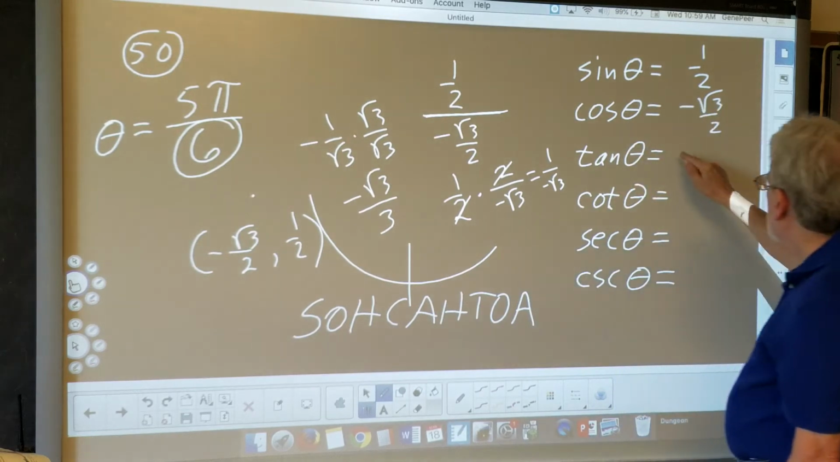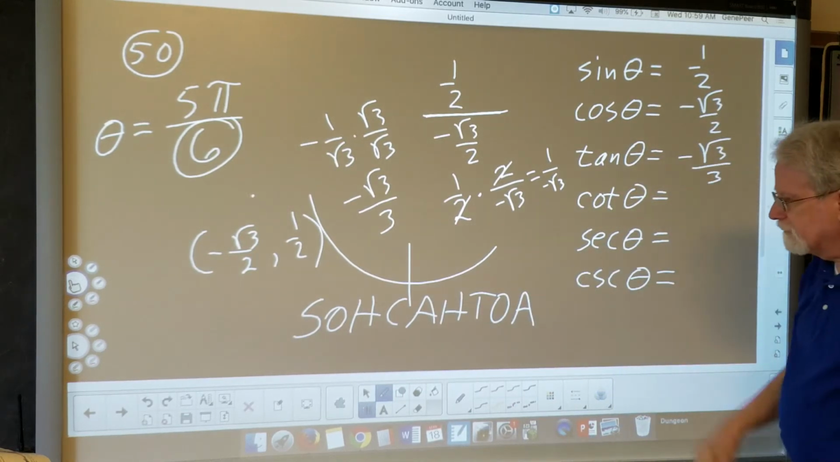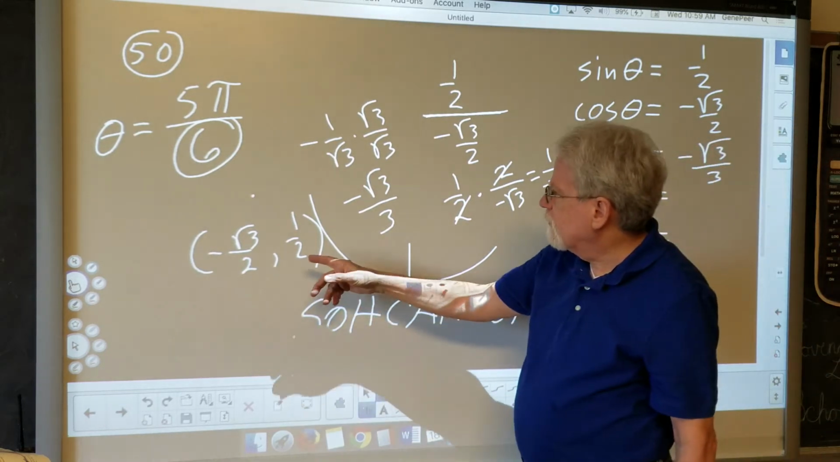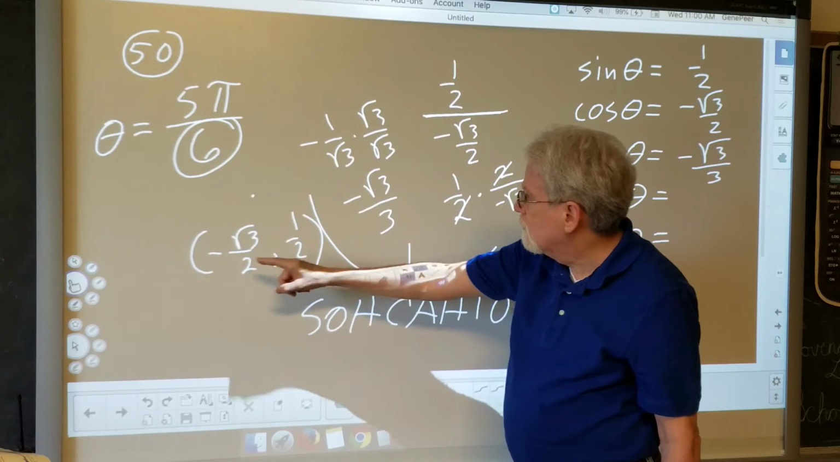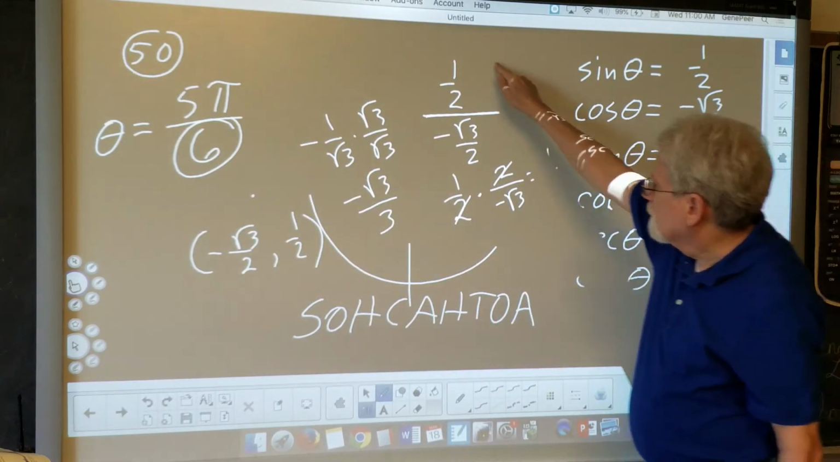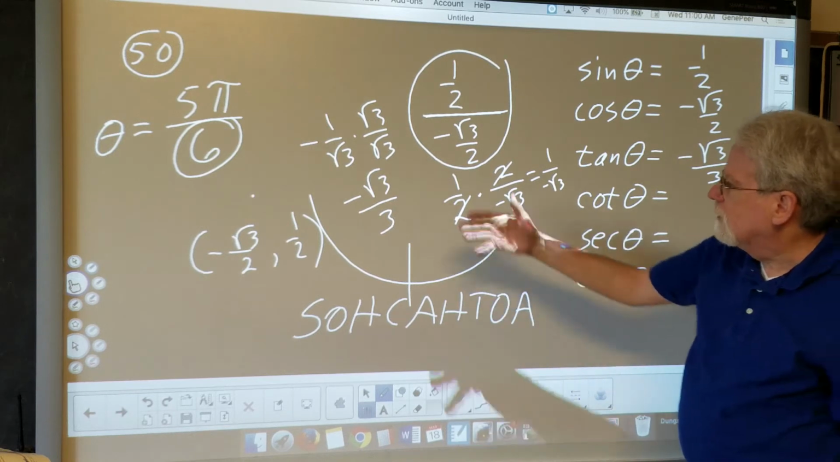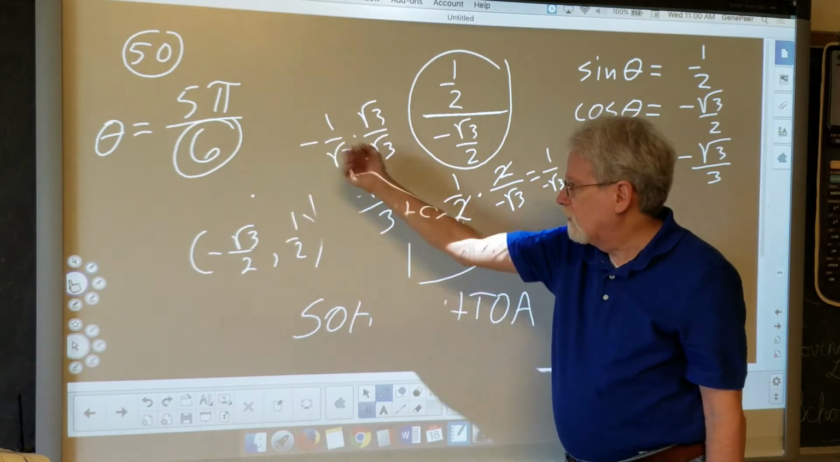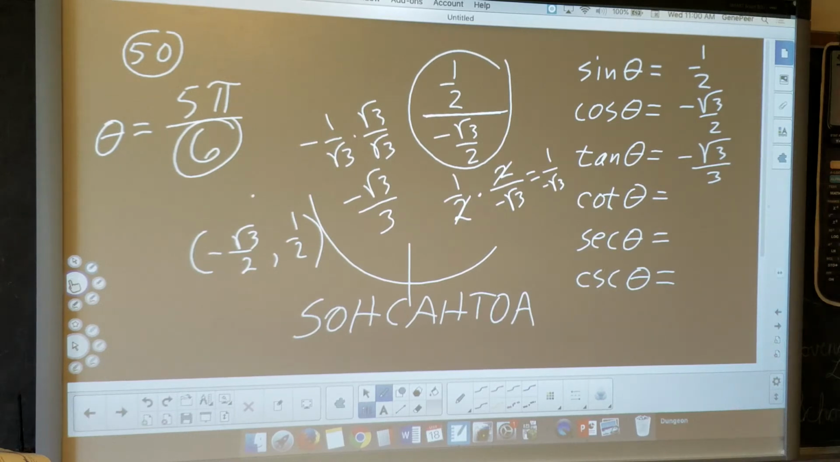And we finally got it, negative square root of 3 over 3. Whether thinking of it in terms of 1/2 over negative square root of 3 over 2, here, or whether you think of it as opposite over adjacent, which I've obliterated, but opposite over adjacent. Either way, we get negative square root of 3 over 3.